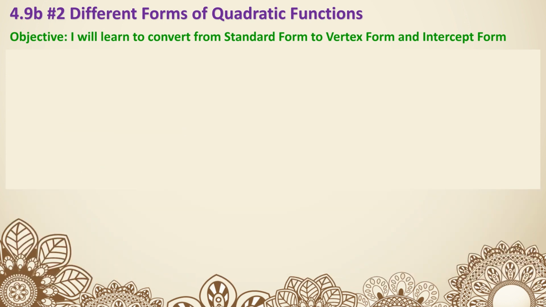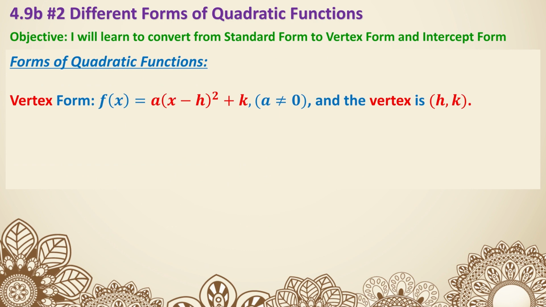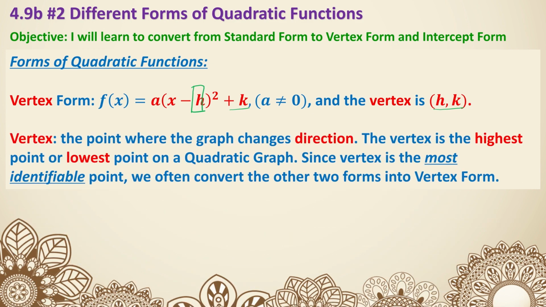Moving on. We're going to continue talking about the first one, which was from standard form to vertex form. So let's quickly review the vertex form. That is f of x equals a times (x minus h) squared plus k. The reason this is called the vertex form is because we can easily identify the vertex: the number inside the parentheses, but of course, it needs to be subtracted, so it's the h, and then the number outside the parentheses is our k, so (h, k) is our vertex. The vertex is the point where the graph changes direction.